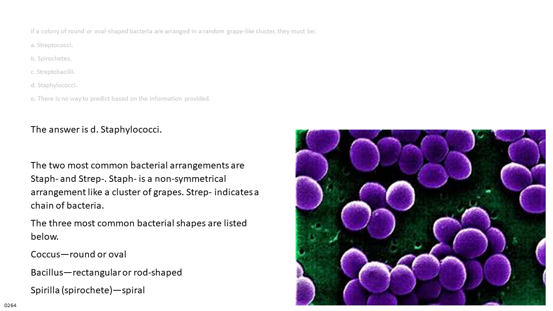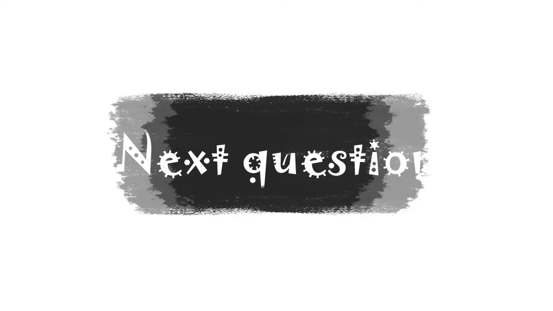The answer is D. Staphylococci. The two most common bacterial arrangements are staph and strep. Staph is a non-symmetrical arrangement like a cluster of grapes. Strep indicates a chain of bacteria. The three most common bacterial shapes are listed below. Coccus, round or oval. Bacillus, rectangular or rod-shaped. Spirillum, spirochete, spiral.